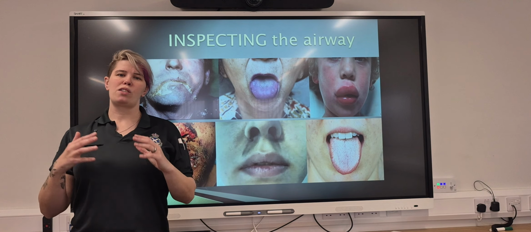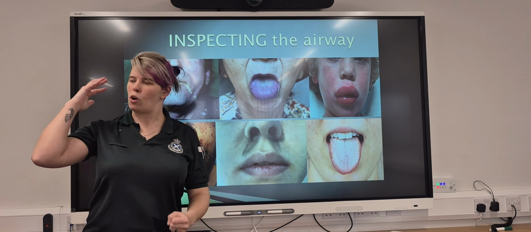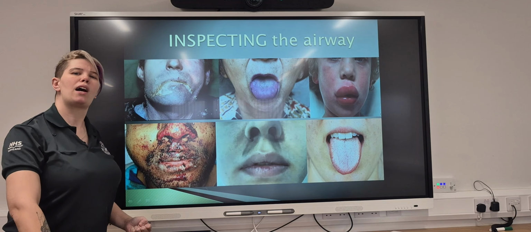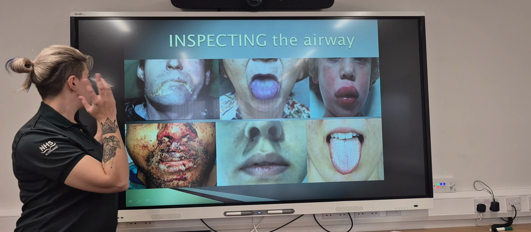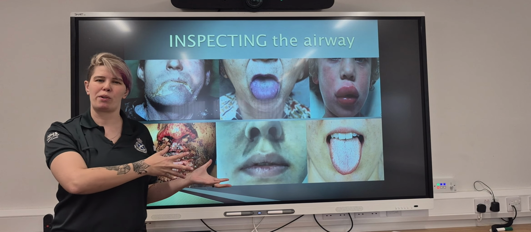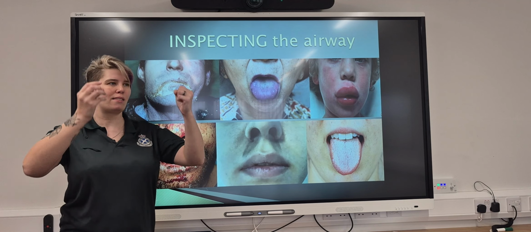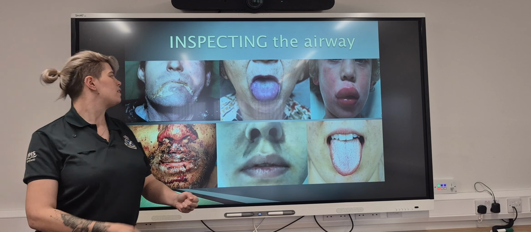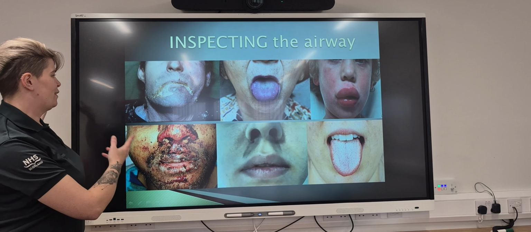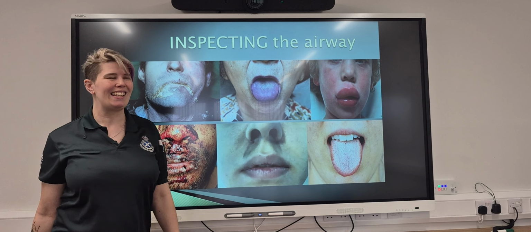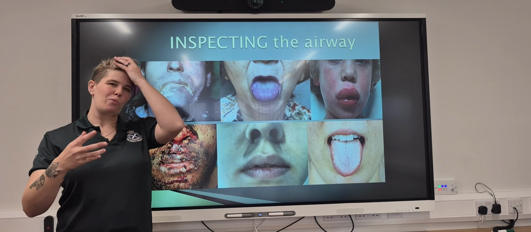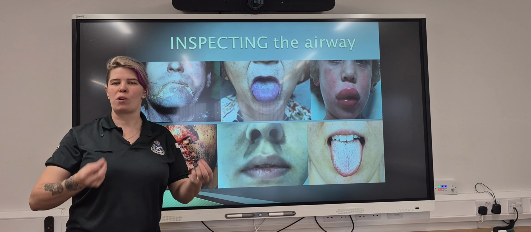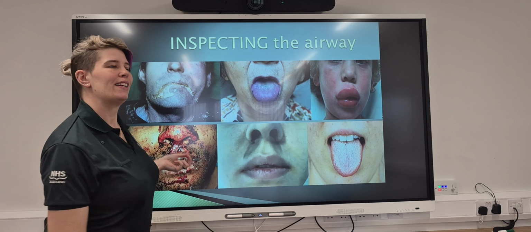So the first thing that we do, always the bottom level of your ladder, the most important thing, we're going to inspect the airway. We're going to have a look at it, because that first few seconds of looking at the airway is going to tell us a lot. So this is all the kind of things that you might see here. So we're thinking about what can we see, what can we hear, what can we smell.